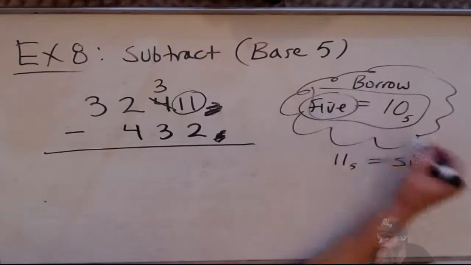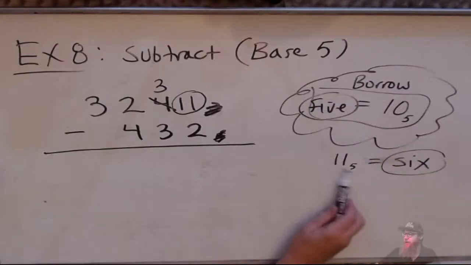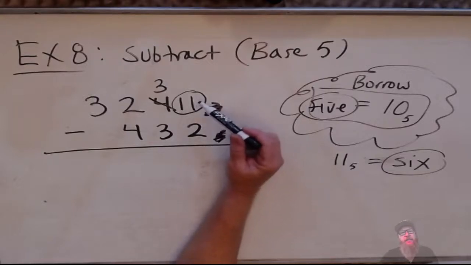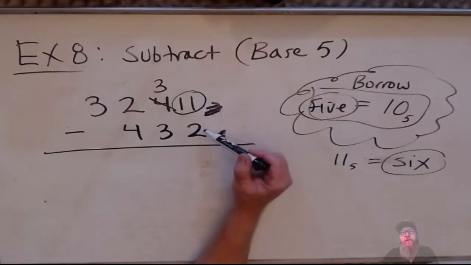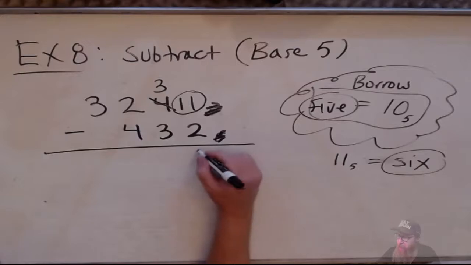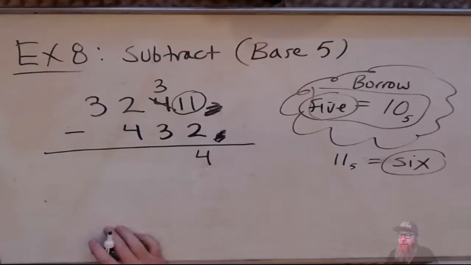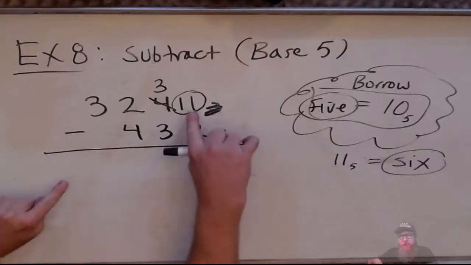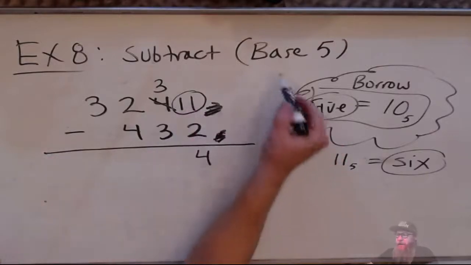I like to write the word instead of the number. So this that looks like 11 actually means 6. So this means 6 minus 2. 6 minus 2 is 4. Remember, you can't have a symbol here for 6. The symbol for 6 is 1, 1 because we're in base 5.